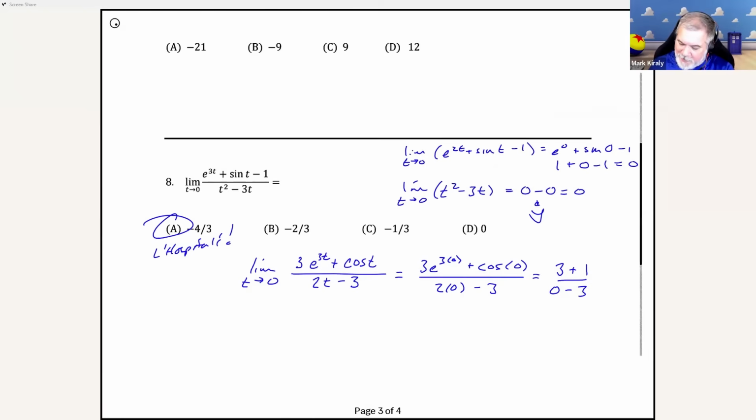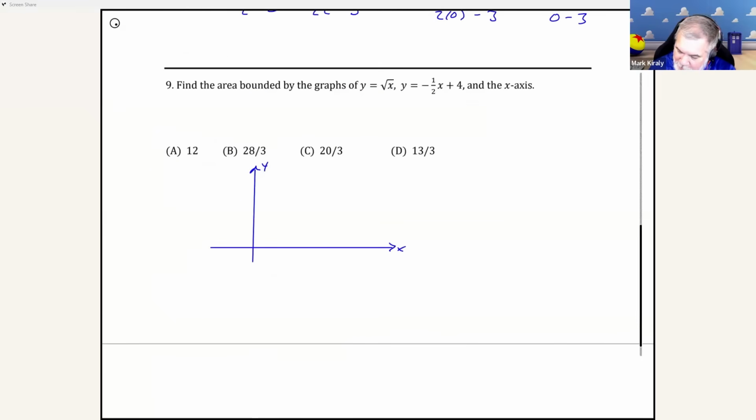Oh, I just scrolled to the top of the page. Thanks, UI. Okay. Square root of x. Let's see. Should we figure out where these are equal, Virge, or should I just graph it? What do you think?